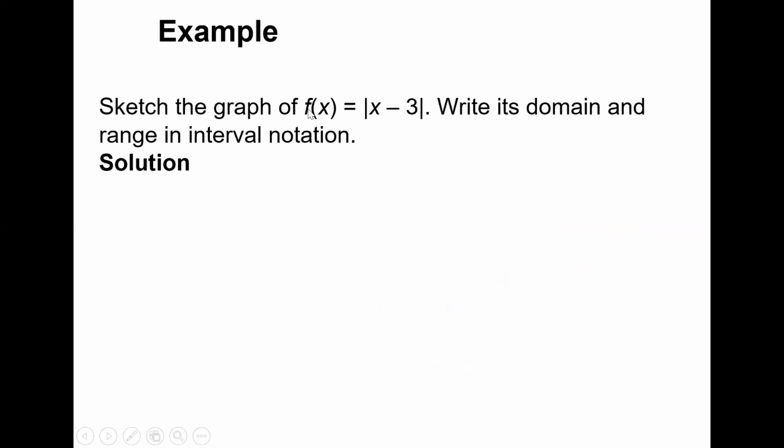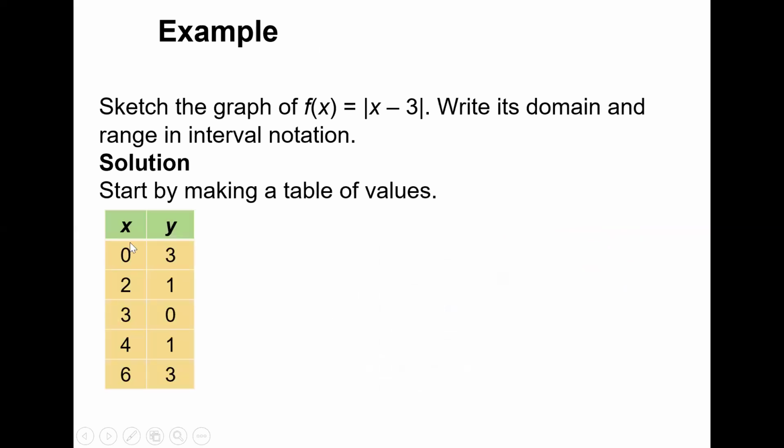What about if we want to sketch a graph of f of x equals the absolute value of x minus 3, then write its domain and range in interval notation? Well, again, plotting points. So basically, we're going to make this table of values. And in this case, it really doesn't matter. Maybe we just do 0, 2, 3, 4, 6. Okay. So we're going to plug those in, and then we get our y values out. Now, we could have gone 0, -2, -3, -4, -6, and we could have got something. But where is this at 0? Well, it's at 0 at 3, and so that's going to be our point where it's been moved.